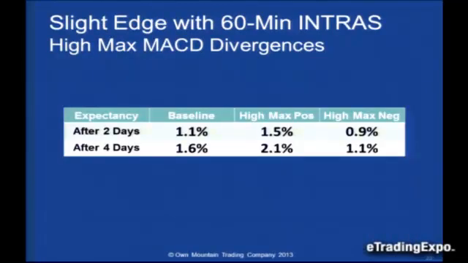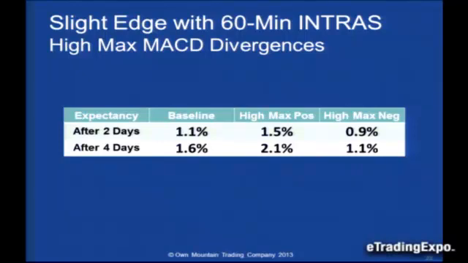So just putting numbers to it, after 2 days, what is the expectancy? And after 4 days, what is the expectancy for different situations? So one is the baseline, which is just anything goes. That could be any reading on the number of divergences. And the market during this period I was testing, which is from about 2009, overall went up. So there was a 1% gain, 1.6% gain after 4 days. Looking at situations where there were high numbers of positive divergences, where the biggest number of positive divergences was above 50, well, that had slightly better expectancy. It's coming up to 1.5, 2%. So that's doing better than just the whole crowd, just anything goes.